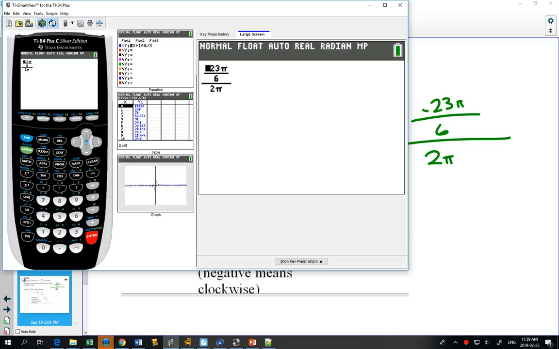Oh, I used the wrong negative sign. Have you ever done that? Okay, I used the subtract sign. I need to use the negative sign instead of the subtract sign. Now when I push enter, it tells me negative 1.91.